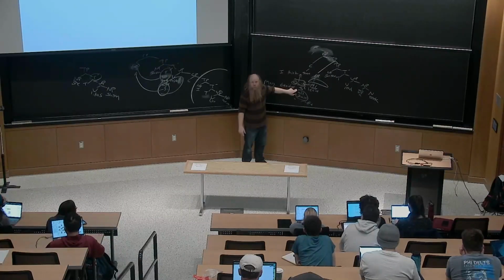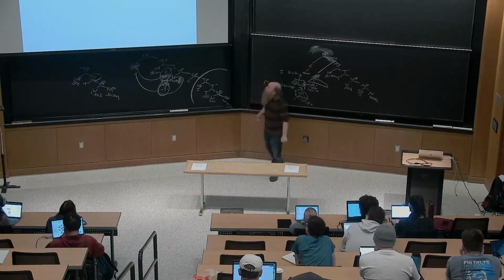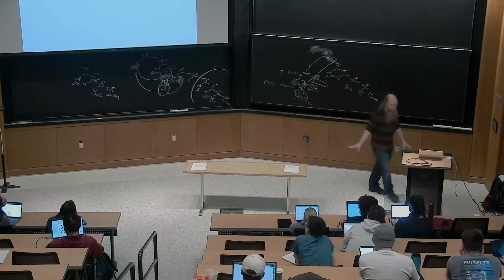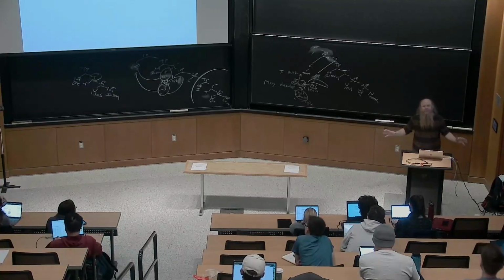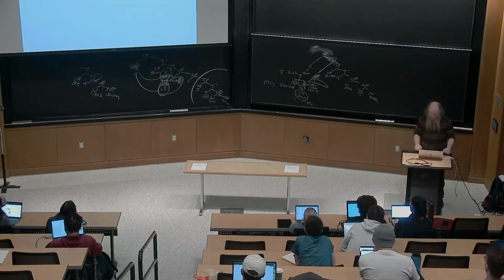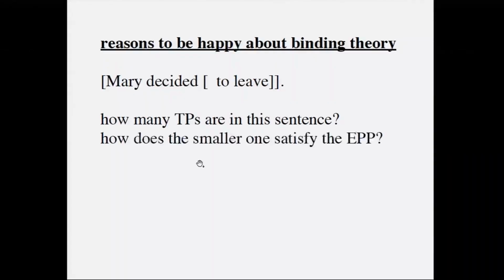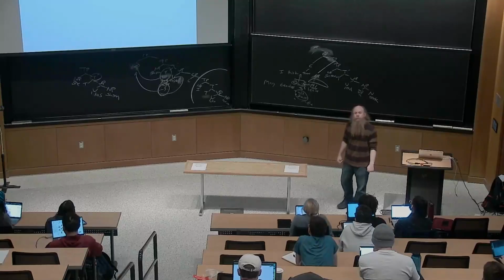There are two TPs in this sentence. There's "Mary decided to leave," that's one TP, and "to leave" is another TP. You buying this? You should. Okay. So maybe there are two TPs. But if there are two TPs in this sentence, we have this principle, the extended projection principle, that says every TP must have a specifier. But we only seem to have one subject, Mary, who's doing the deciding.